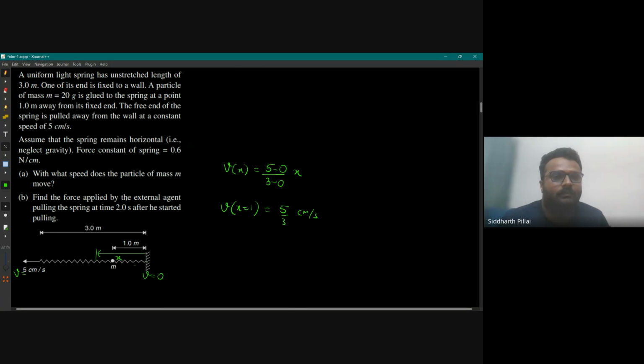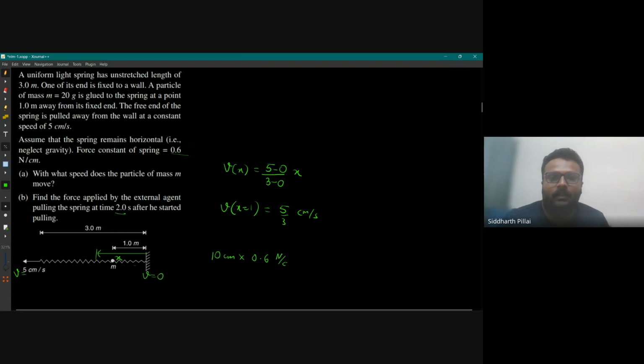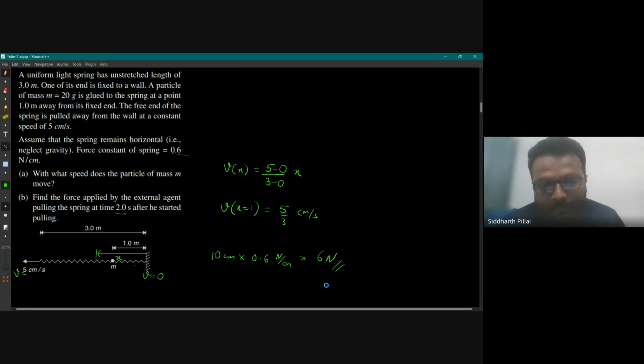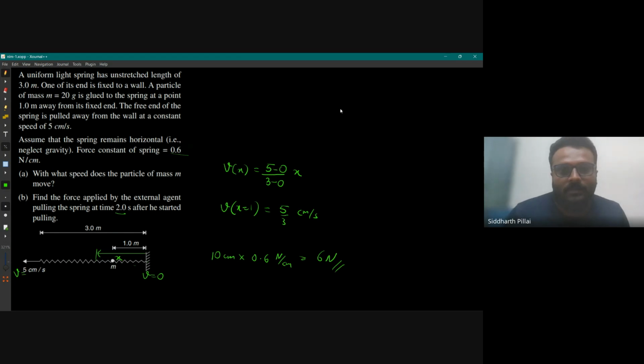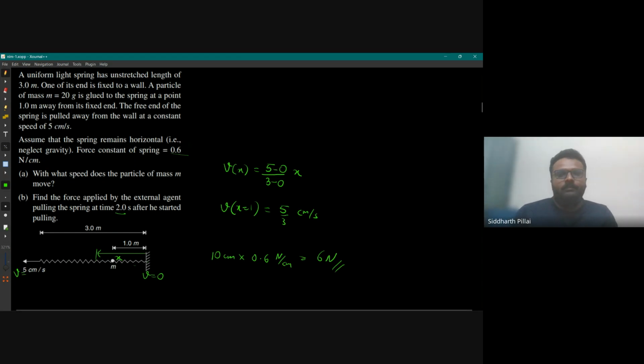Part B is easy enough. Spring constant is given. Extension would be 10 centimeter into 0.6 Newton per centimeter gives you 6 Newton as the spring force. Okay. Again, very easy. Anyone has any doubt here?